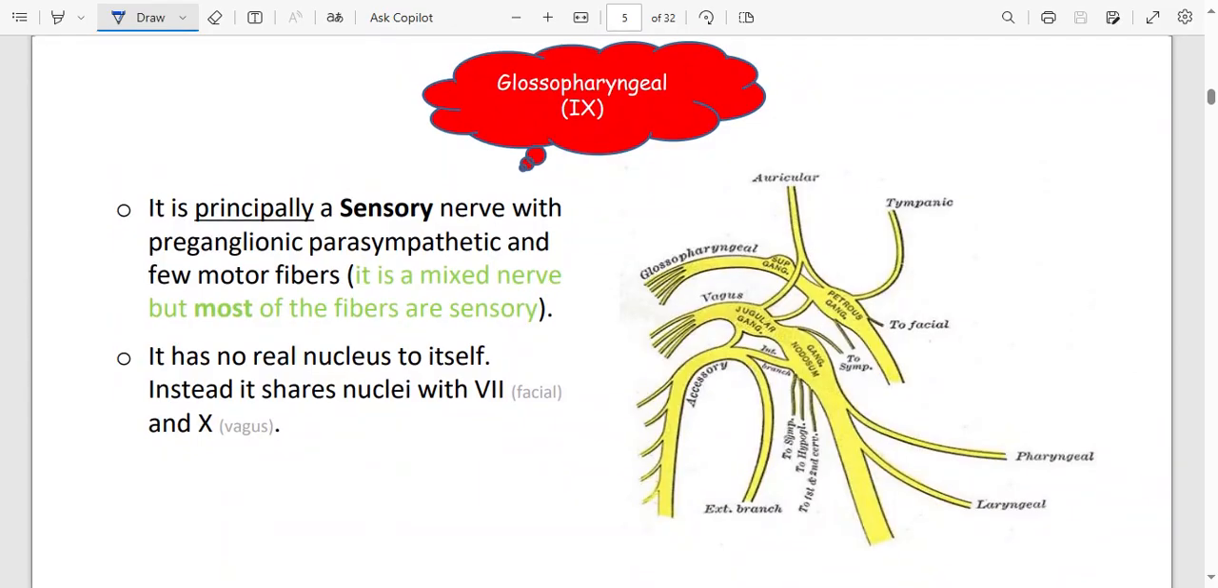We've already discussed it. So the glossopharyngeal nerve is principally a sensory nerve with a preganglionic parasympathetic and few motor fibers. It's a mixed nerve, but most of the fibers are going to be sensory. It has got no real nucleus to itself, but it shares nuclei with cranial nerve number 7, which is the facial, and the vagus. Okay.